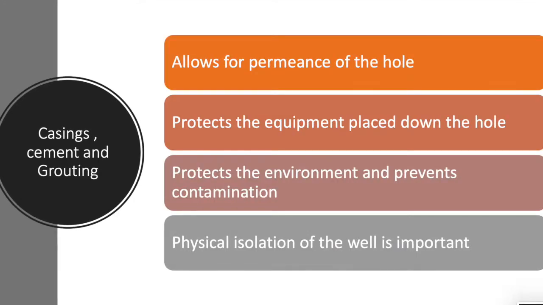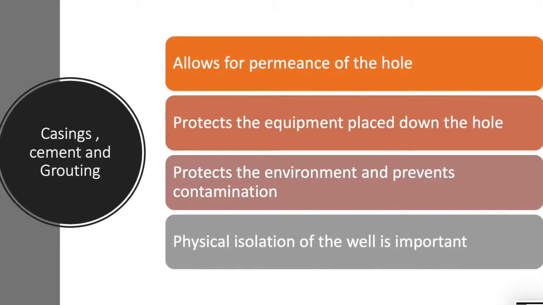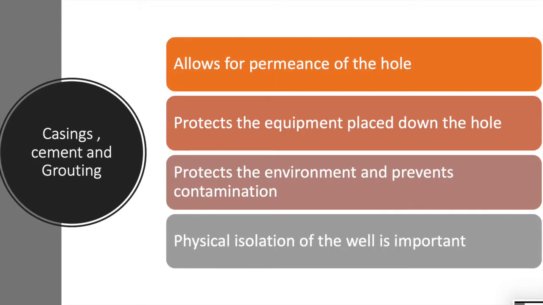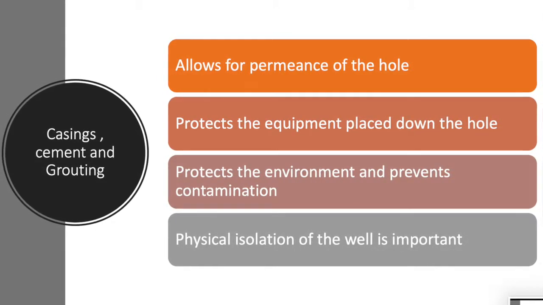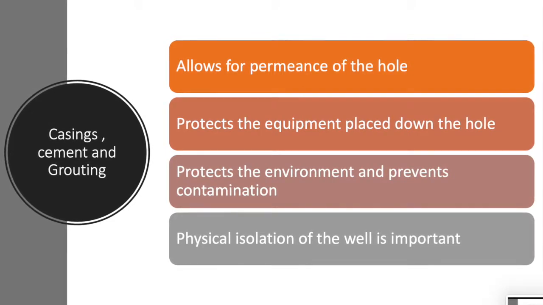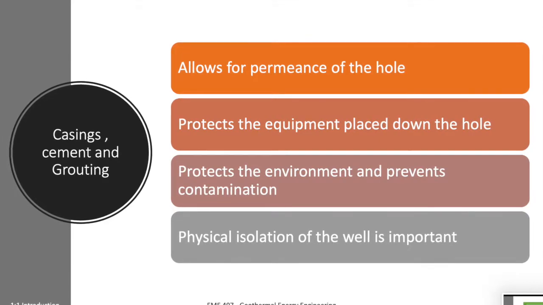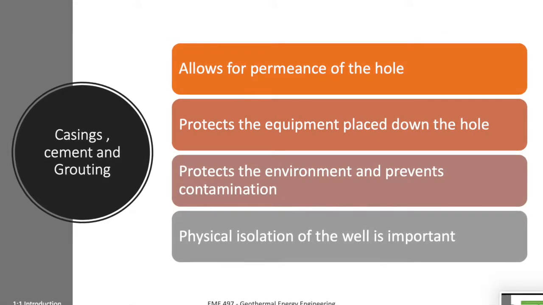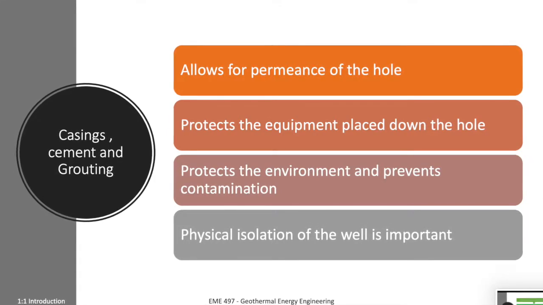This brings us on to another important part of the drilling process, which is the casing, cement, and grouting. These are important because they allow for the permanence of the hole. It's no good to drill your hole and then have it collapse in. It also protects whatever equipment might be left down in the hole, which might be some types of sensors, which is expensive, and therefore you don't want any collapses to happen.